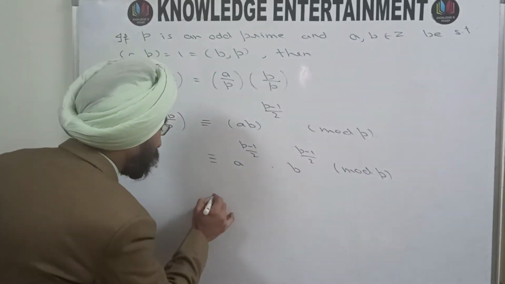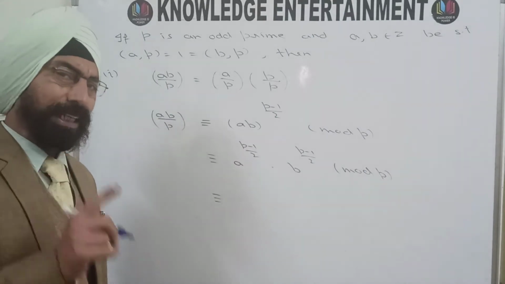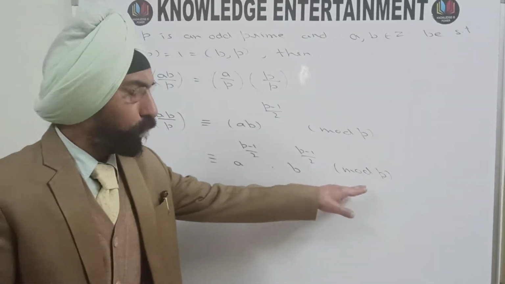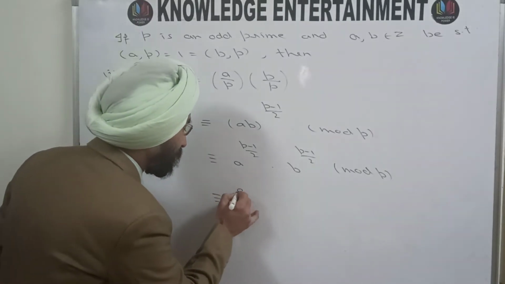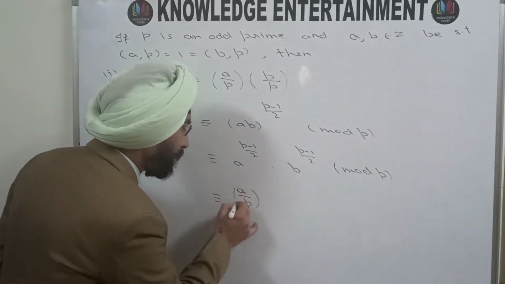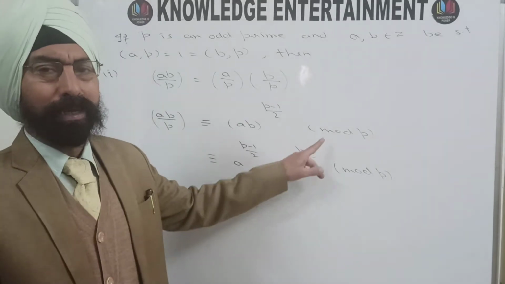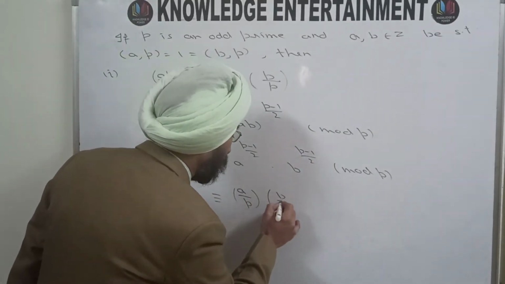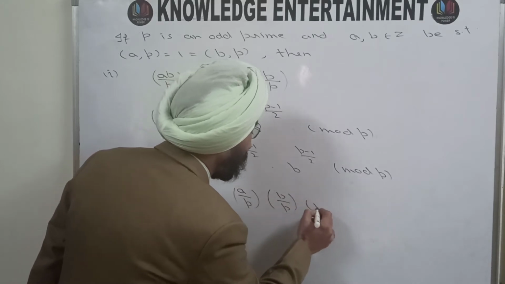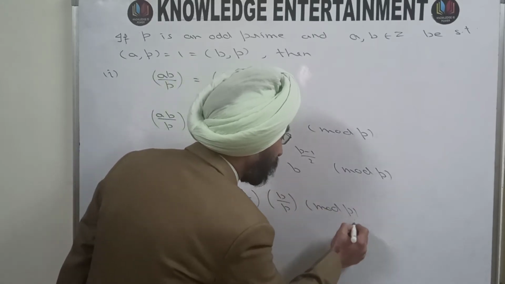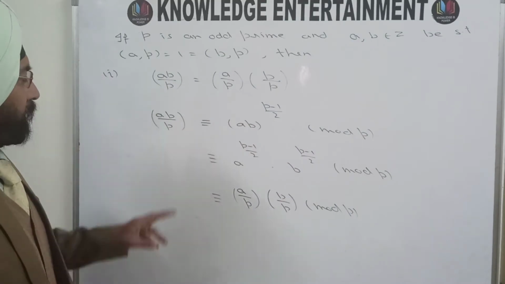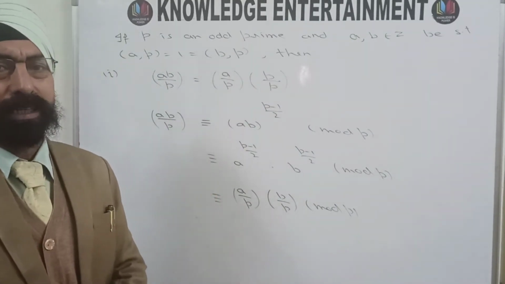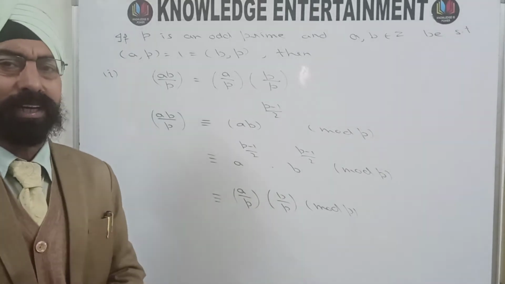Once again, using Euler's criterion, this A raised to the power P minus 1 by 2 modulo P is congruent to the Legendre symbol A upon P. And this B raised to the power P minus 1 by 2, using Euler's criterion, is congruent to the Legendre symbol B upon P, modulo P. Now, this is either 1 or minus 1. Similarly, the right hand side is also either 1 or minus 1. So both the sides are either 1 or minus 1.